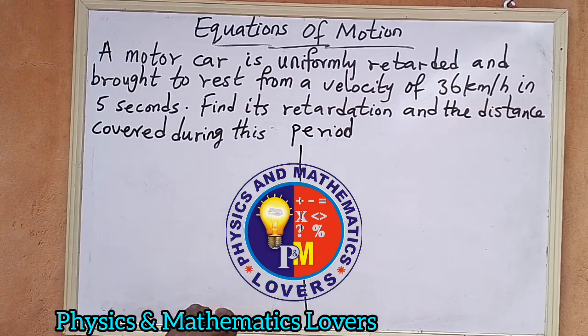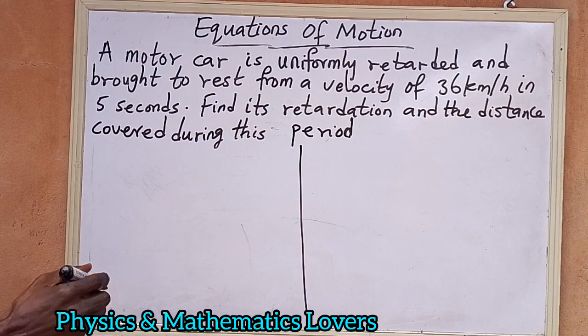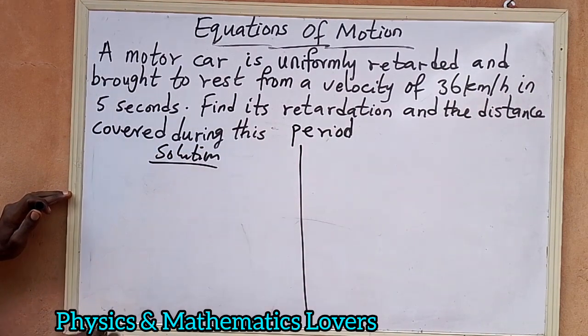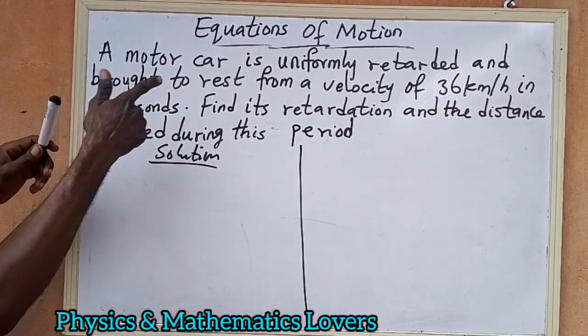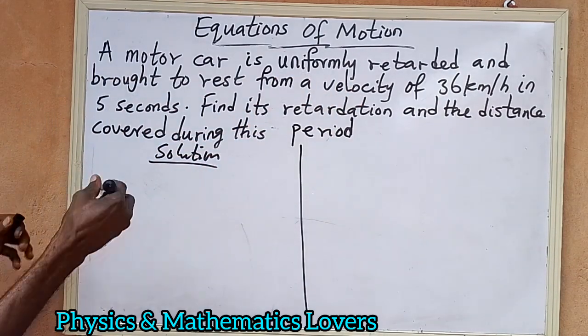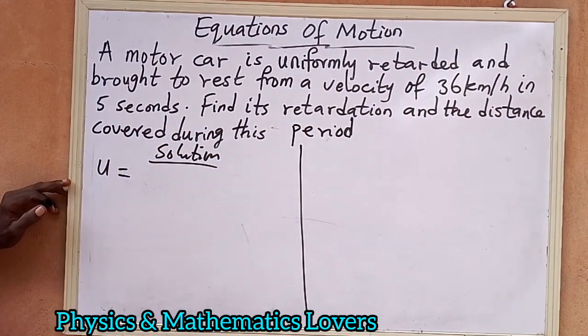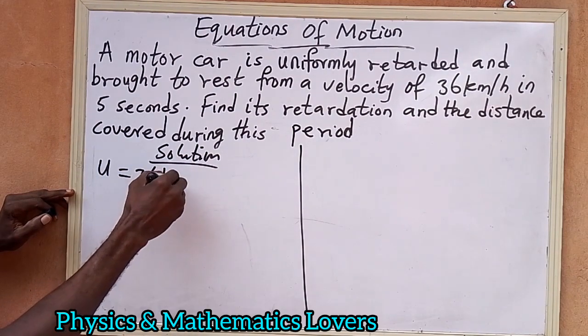A car brought to rest simply means that the final velocity has become 0. So for a car to come to rest simply means that the velocity has decreased to a level of 0. Now, given your solution. What is given to us? We are given that brought to rest from a velocity, meaning our initial velocity, this is your u, that's where the velocity decreased to v. So it's equal to 36 km/h.